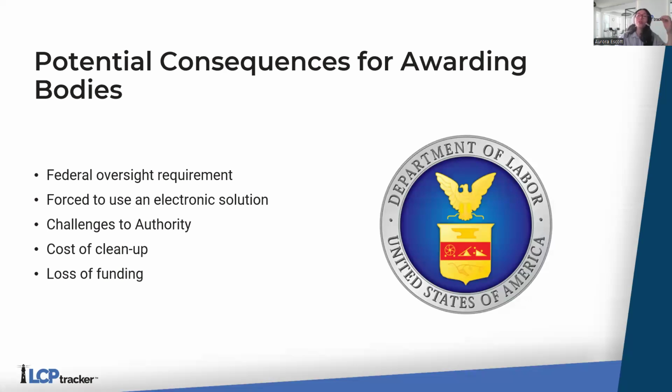Now, potential consequences, because they're not infallible, they're run by humans just like the rest of us, and sometimes we make mistakes. Some consequences for awarding bodies are that they could have stricter federal oversight. They could be forced to use an electronic solution. They could have challenges to their authority. Who likes being questioned all the time? I don't. But sometimes it is necessary, right, for self-growth. Anyways, there's also the cost of cleanup, such as restitution, or they could potentially face the loss of funding.